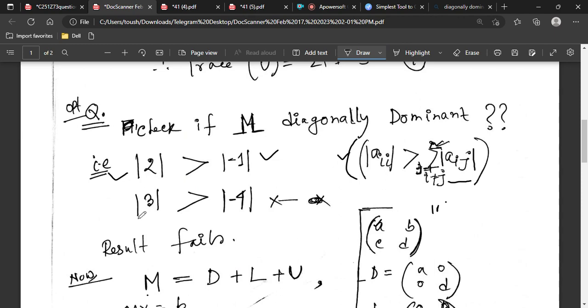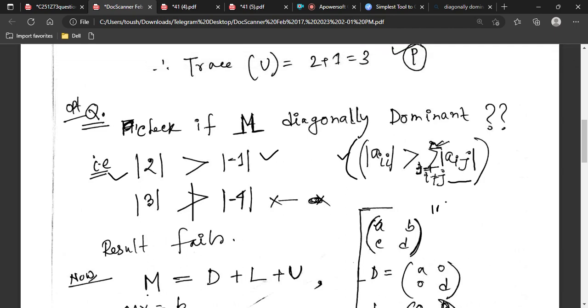So 1 is true, but mod of 3 is not greater than mod of minus 1, minus 4. So the matrix is not diagonally dominant. In the statement, I already said that if the result is not true, that M is not diagonally dominant, then we can't say anything about the convergence. Okay. So now what will you do?